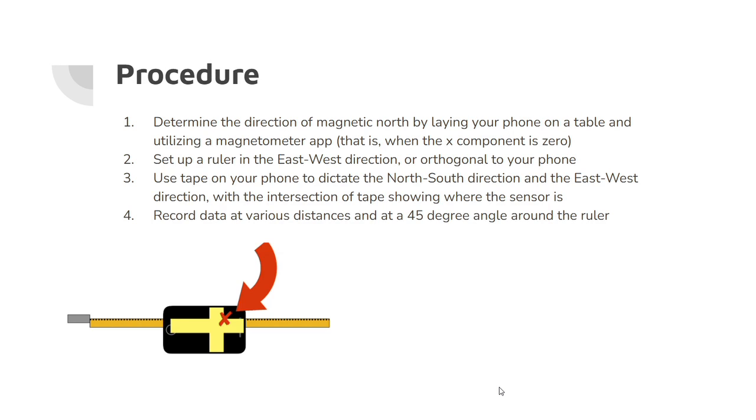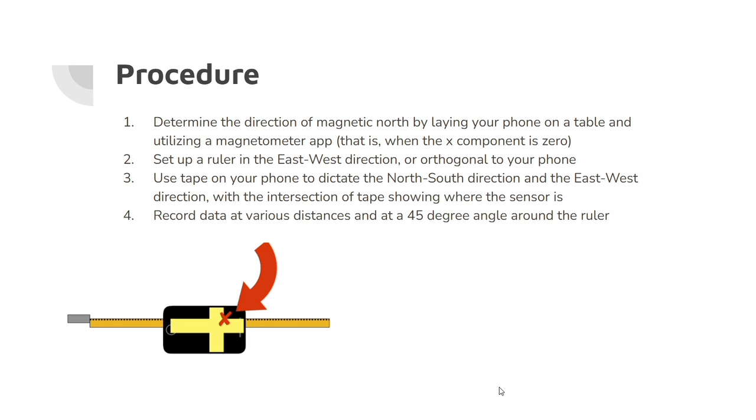And we will do that by determining the direction of true magnetic north. So we're going to do that by downloading some sort of magnetometer app. You lay that on a table, and you can adjust it until your phone's pointing at true north, and you'll know that by the x component being 0. You can then set up a ruler in the east-west direction, which is also 90 degrees to your phone when it's pointing north. You can use tape on your phone to dictate the north, south, and east, west directions exactly, and that intersection will reveal where the sensor is, which will matter more down the line.